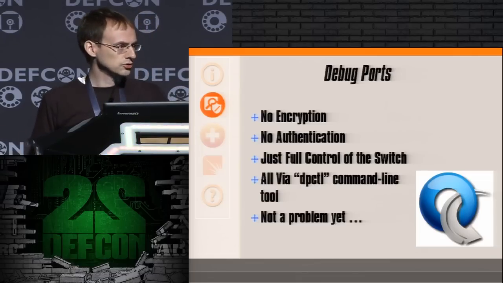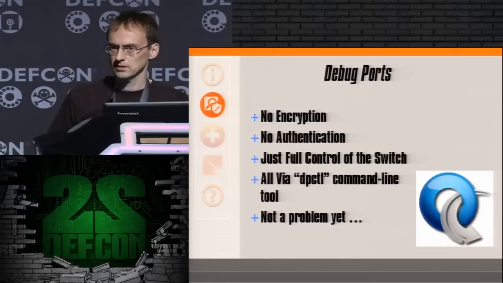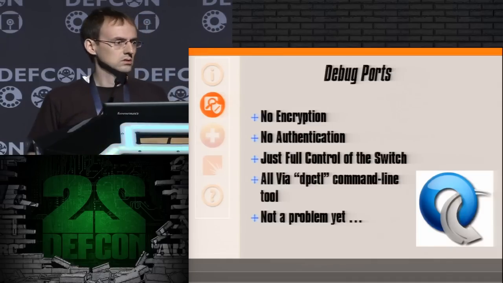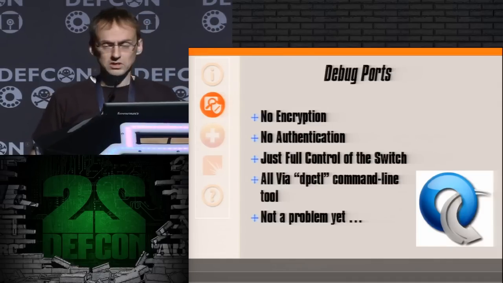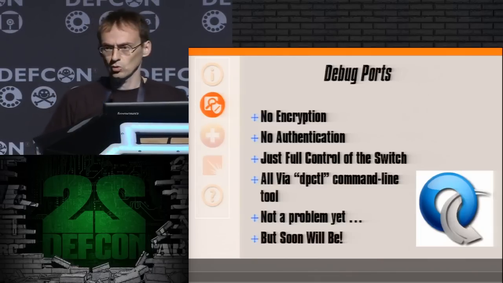You can use a very, very easily attainable tool, DPCTL. As I said, they are still working on getting TLS in there. So it's not a problem yet, but once they get past that and become more compliant, get to the debug port, start looking for those in your environment. Are the debug ports showing up on our switches? So it's not a problem yet, but soon will be.